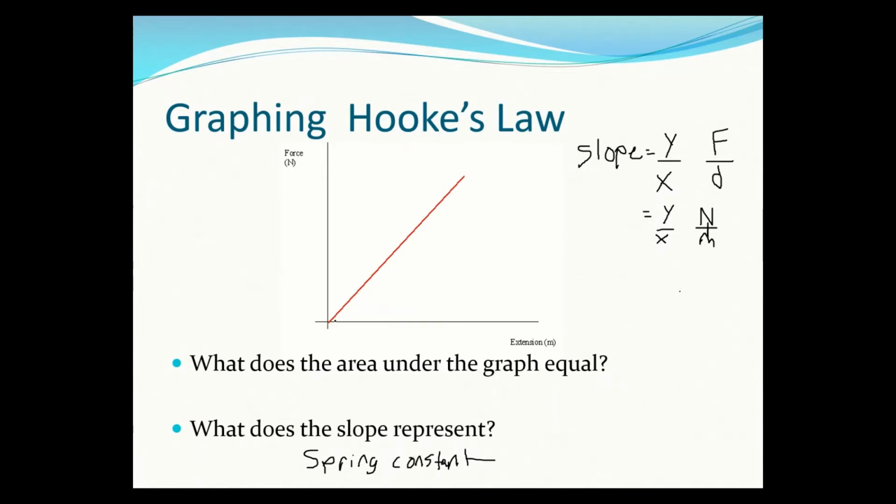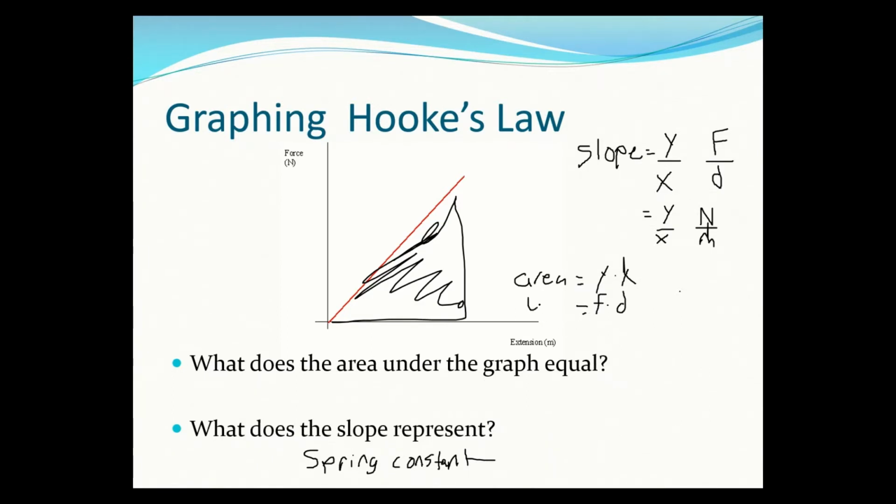So what is the area under the graph equal to? So we could find this area under here. If we found that area, it would be area is equal to y times x. So it'd be force times distance, and ooh, force times distance, I recognize that. Force times distance equals work. So the area under the graph is equal to work, or remember that work is equal to change in energy. So if we're talking about a spring, it could be our change in spring potential energy as well. So those are the two parts of the graph that you need to know about.